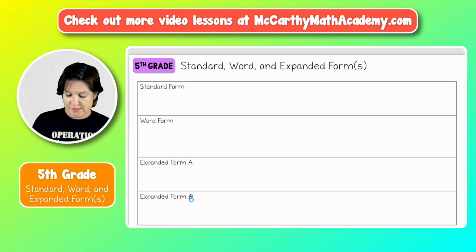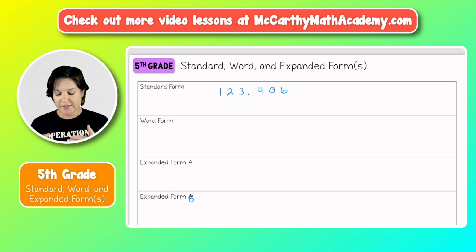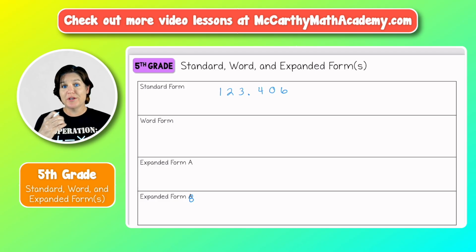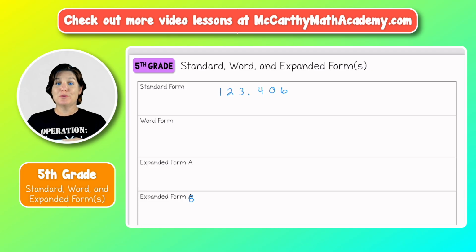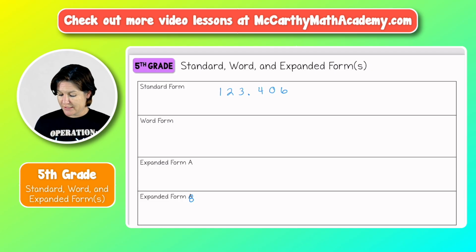So for instance, this number right here. It has 6 digits. This number is written in standard form. And what we're going to do now is take this number and write it into word form. And what I tell students is, if you can read it correctly, then you can write it correctly. If you can read it, you can write it. So let's practice reading it.